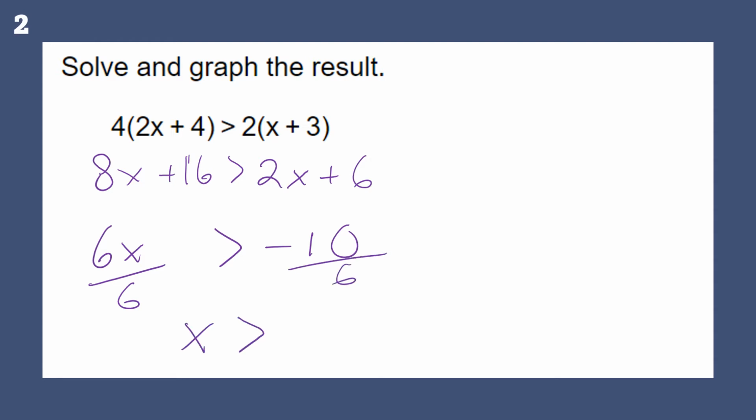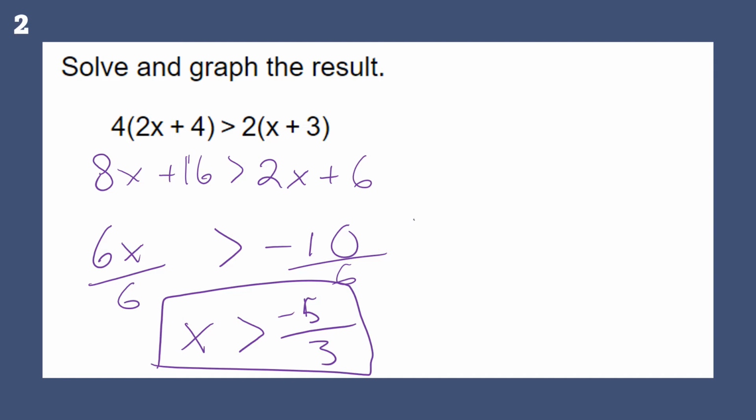Now, I'm not going to flip this inequality sign, because in this case, I wasn't multiplying or dividing by a negative, but rather I ended up with a negative. And that's a different story altogether. So that is my solution.